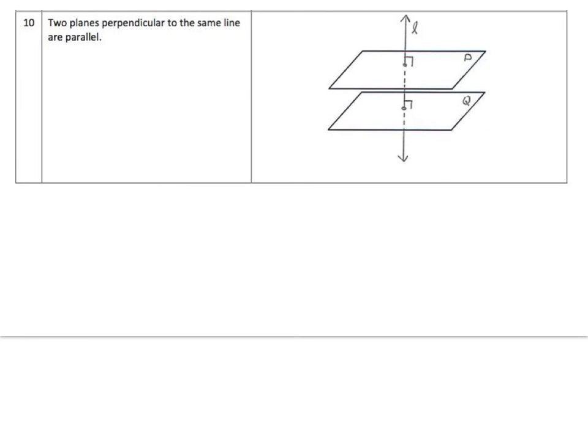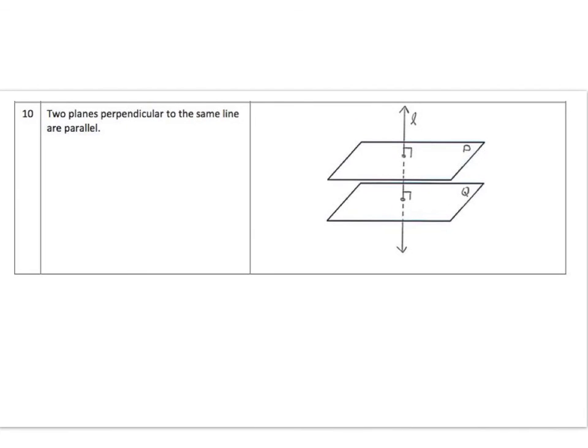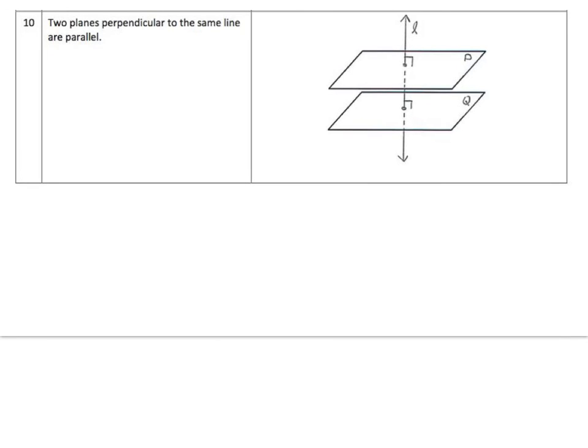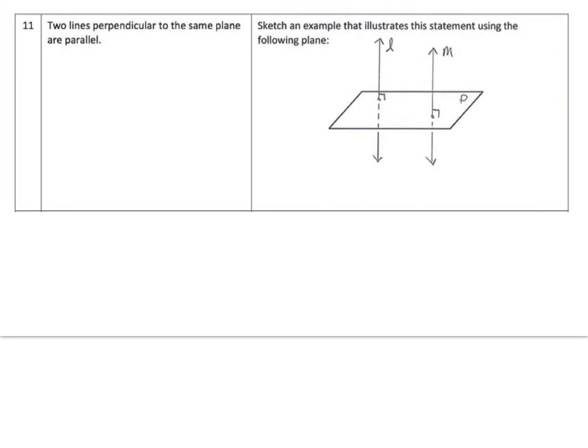Two planes perpendicular to the same line are parallel. So that's why, oh gosh, we see there, sorry about that, they're perpendicular to each plane. This line is. Therefore, the planes are parallel. Two lines perpendicular to the same plane are parallel.